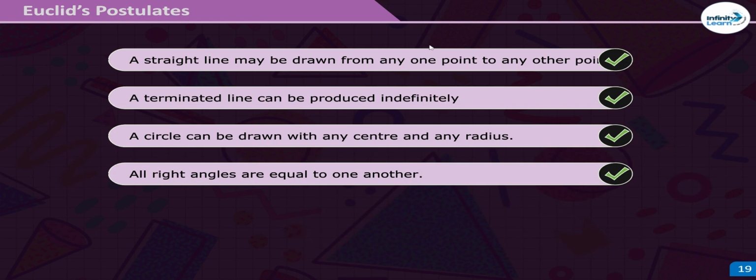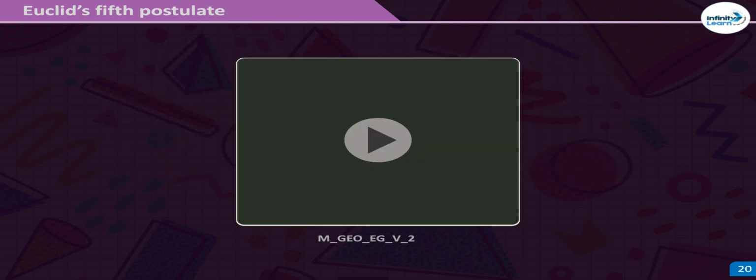So what are the postulates? Read all the postulates. A straight line can be drawn from any point to any point. A terminated line can be produced indefinitely. A circle can be drawn with any center and any radius. All right angles are equal to one another. Clear? कोई doubt है? Each and everything is clear. How many axioms are there? There are 7 axioms and 5 postulates. Clear? Chalo.